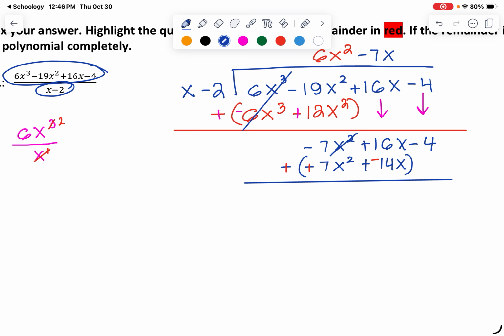All right, these should always cancel, otherwise you're doing it wrong. 16x and negative 14x is 2x, and then once again, you are going to drop that term. So that's a negative 4. And you are going to start over.